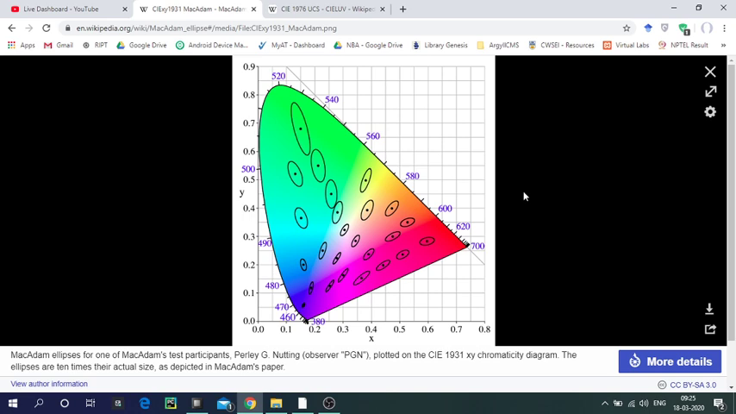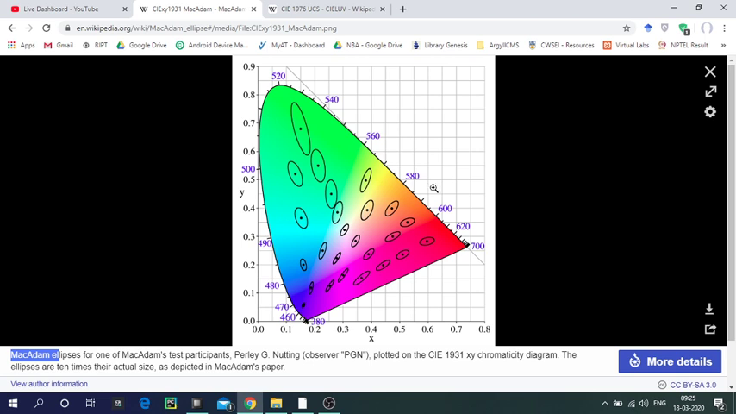Apart from the normal spectral locus that you see in front of you, you also see certain ellipses. These ellipses are known as McAdams ellipses, right? So what does it actually mean? What does a McAdams ellipse denote? It denotes areas of similar or equivalent visual color perception.